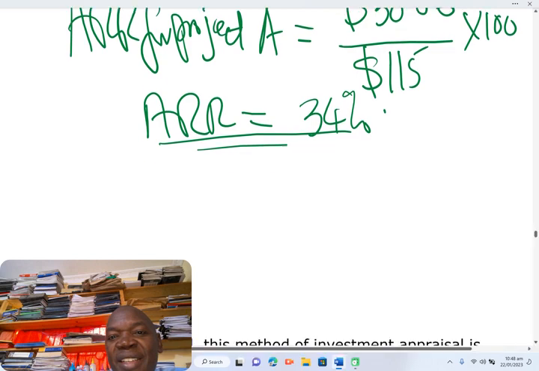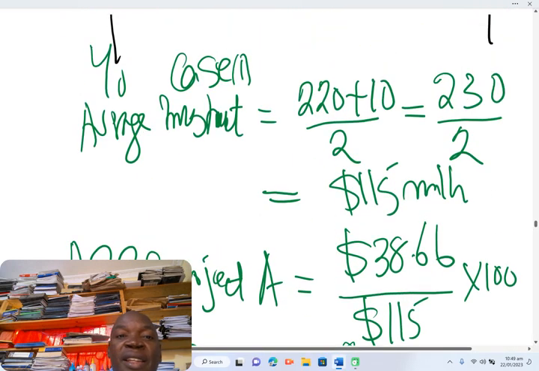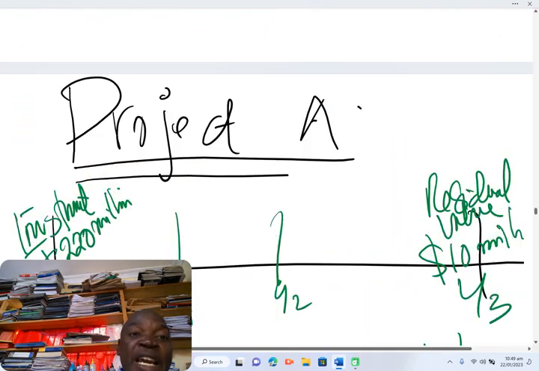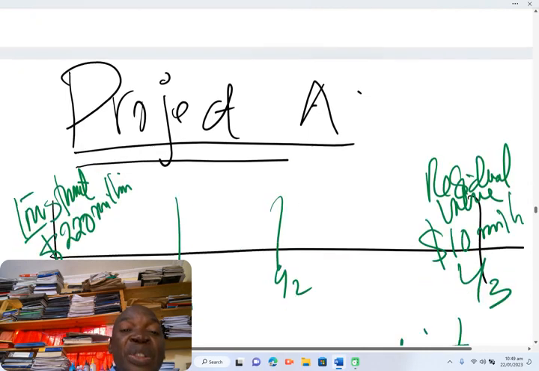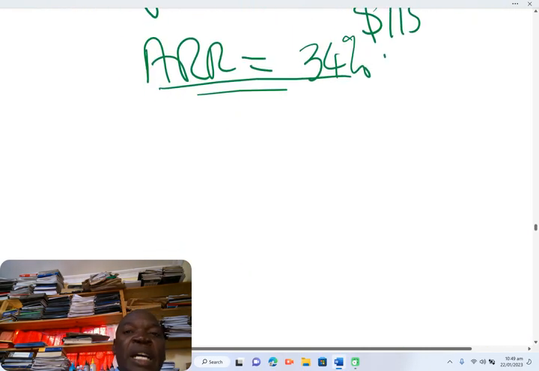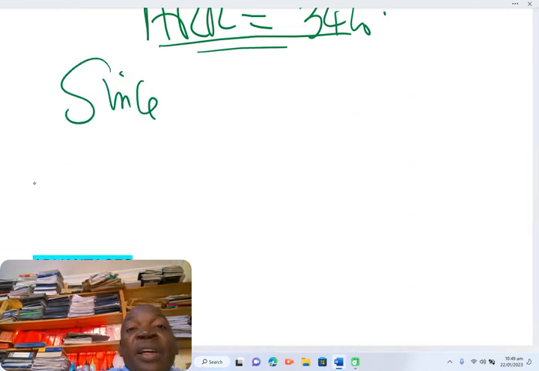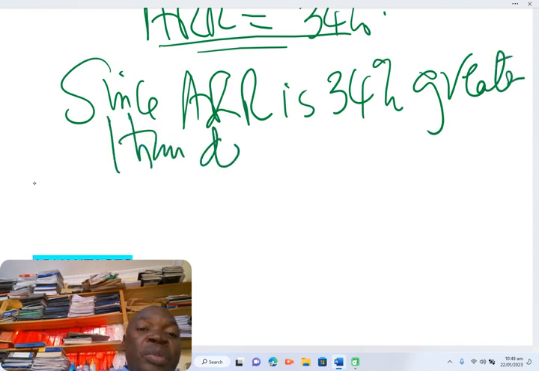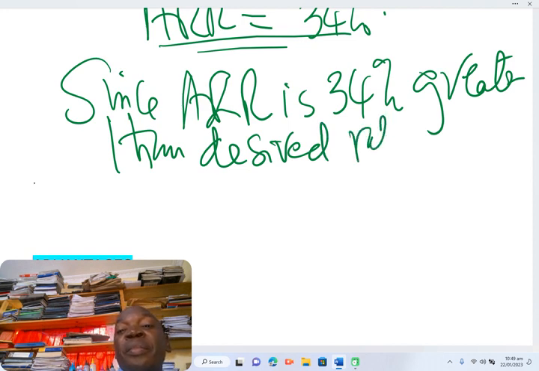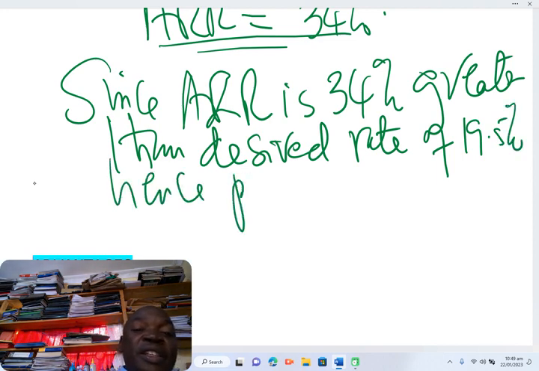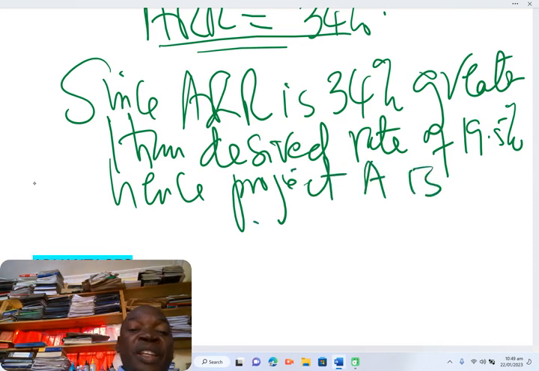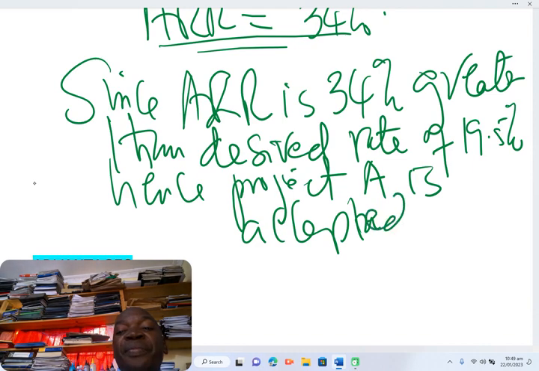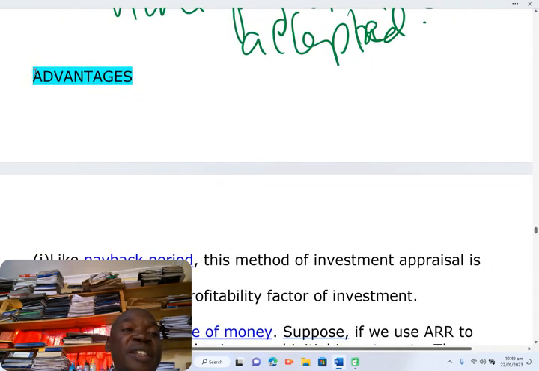Because we have been asked, since the project manager has a desired rate of 19%, then project A should be accepted based on IRR. Since the IRR of 34% is greater than the desired rate of 19%, hence project A is accepted. Project A is accepted.